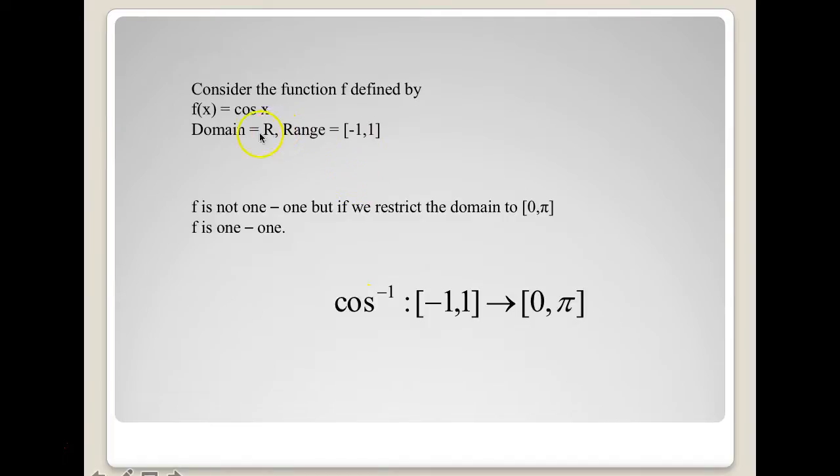Coming to cos x, the domain of cos x is R and the range is the closed interval -1 to 1. Again, cos x is not 1 to 1, but if we restrict the domain to the closed interval 0 to pi, then it becomes 1 to 1. So the domain of cos inverse will be the range of cos, which is the closed interval -1 to 1, and the range is 0 to pi, because in this interval 0 to pi, the function cos x is 1 to 1.